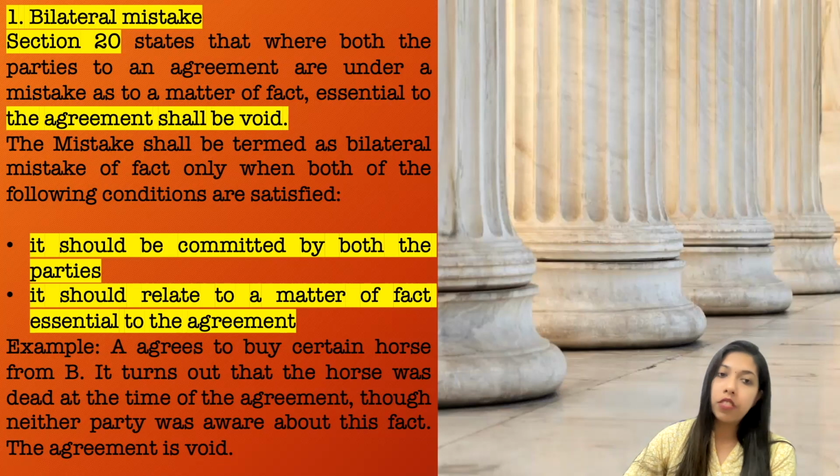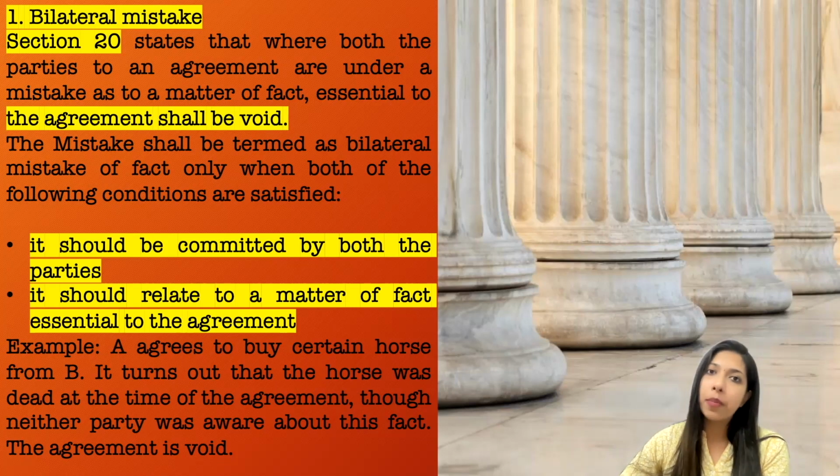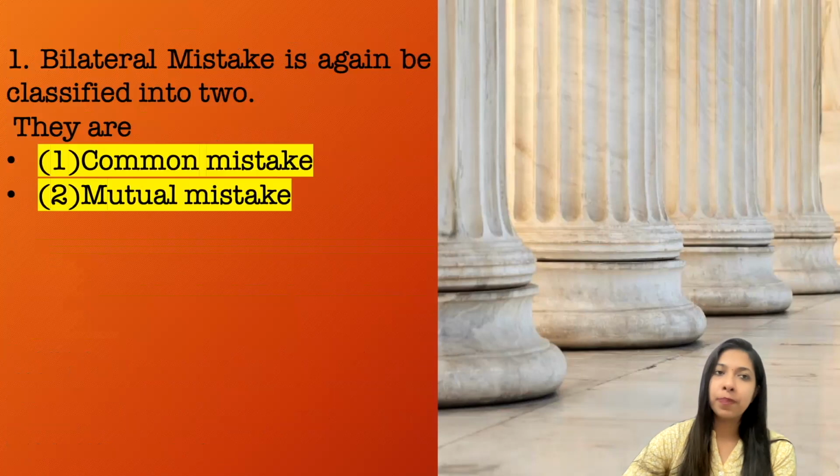Neither A nor B was aware of the death of the horse. They entered into an agreement, but they did not know that the particular horse was dead at the time of entering into the agreement. So both parties were unaware of the fact, and this is termed a bilateral mistake, and the agreement is void in nature.